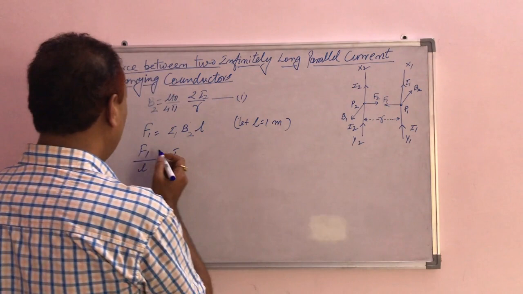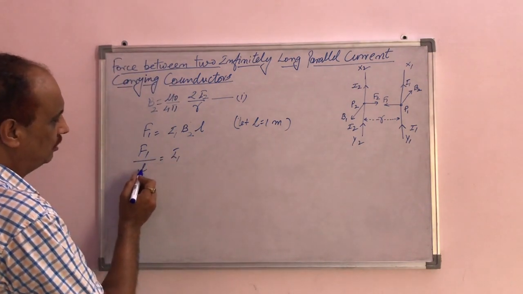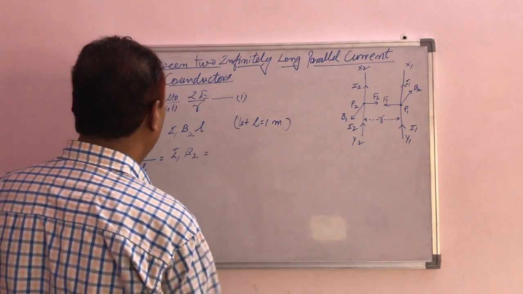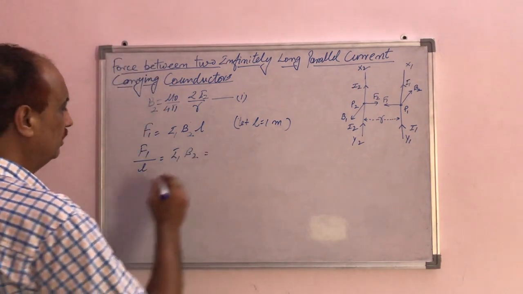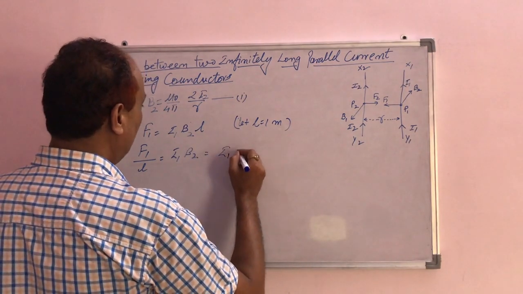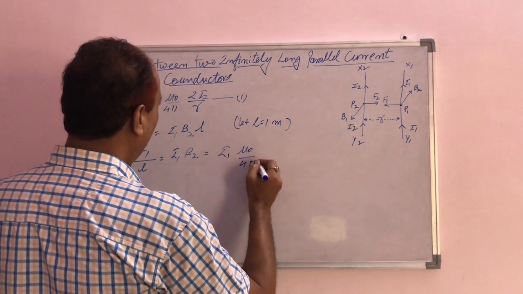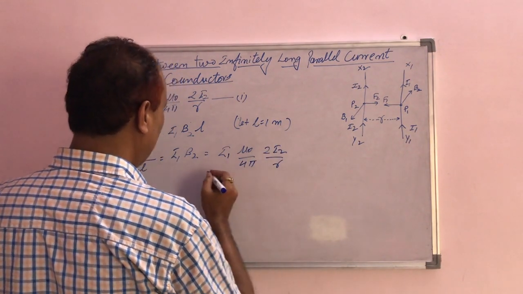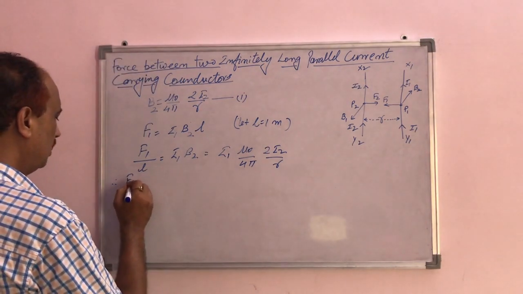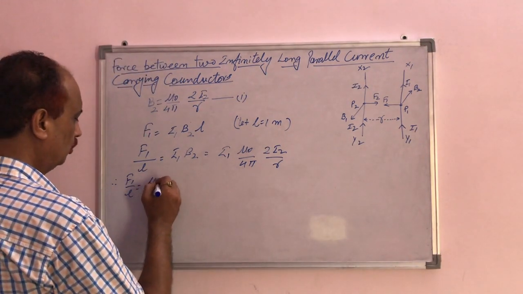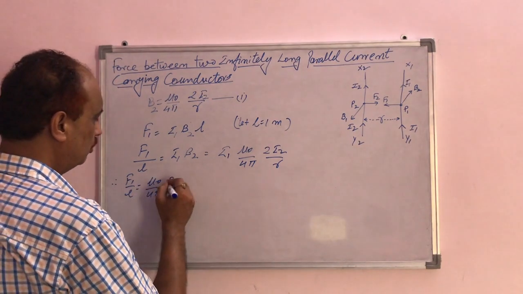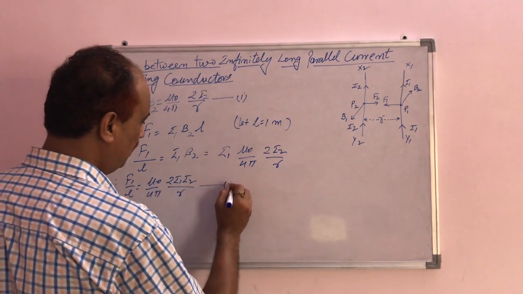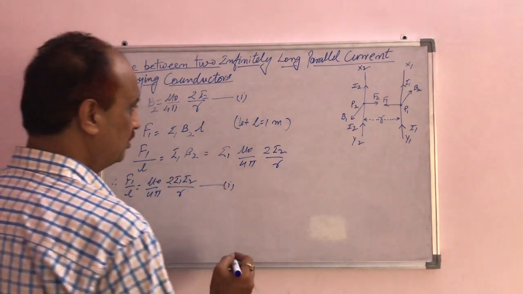Then the force acting per unit length, F upon L, will be equal to I1 B2. Now put the value of B2 from equation number 1, that is I1 times mu naught upon 4 pi, 2 I2 upon R. So F upon L equals mu naught upon 4 pi, 2 I1 I2 upon R. Such an amount of force is experienced per unit length by the conductor x1, y1.